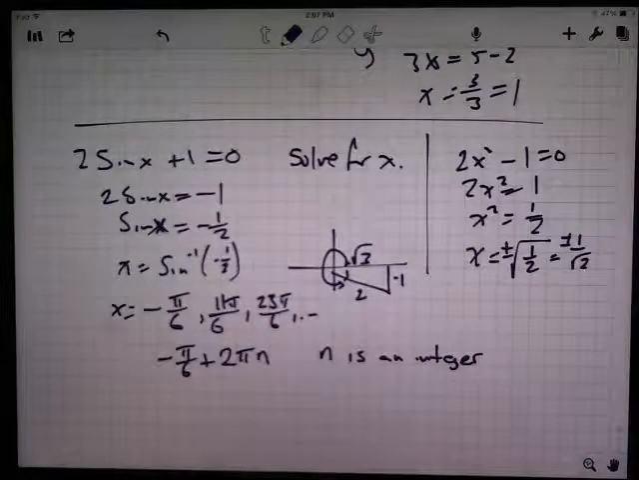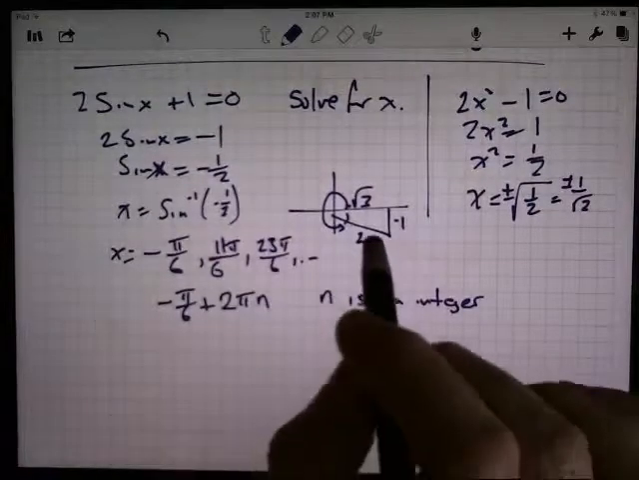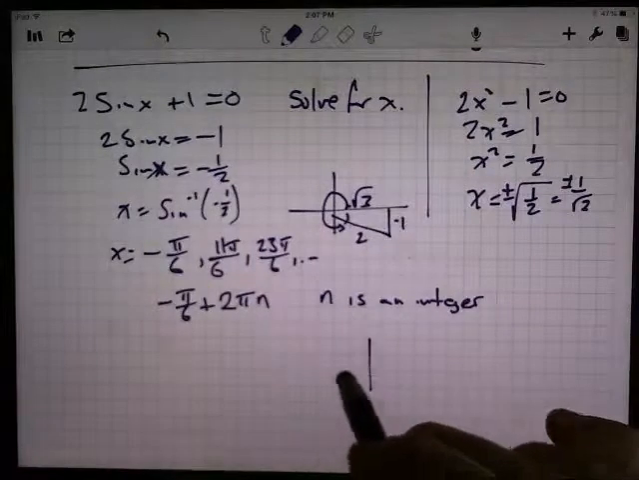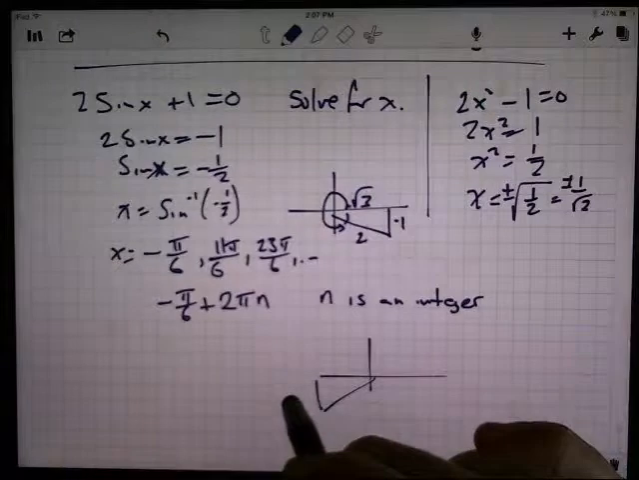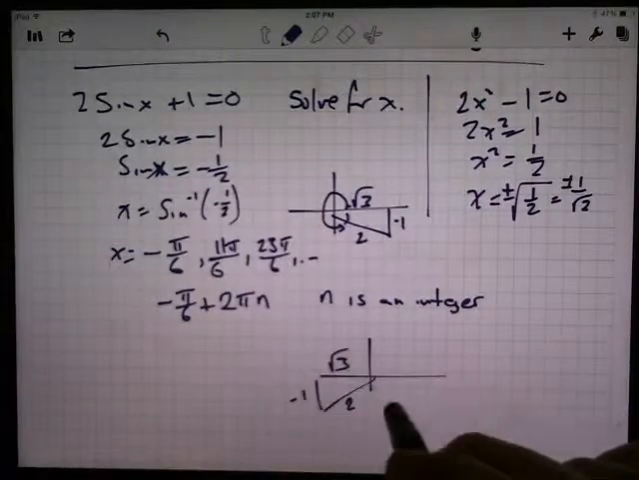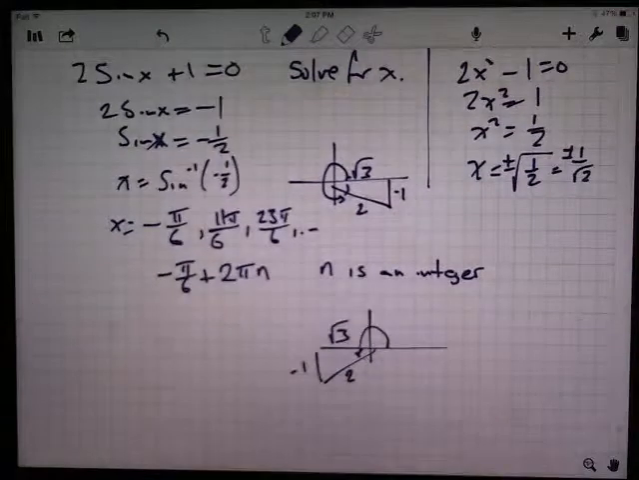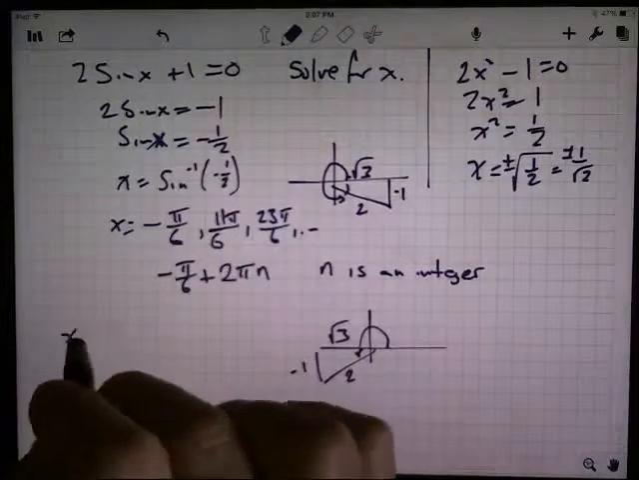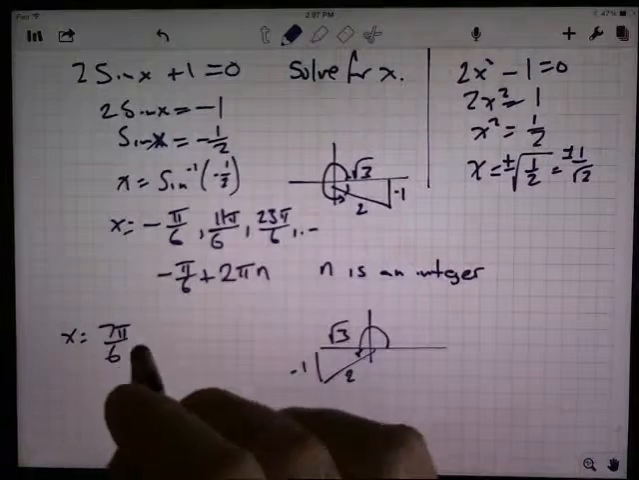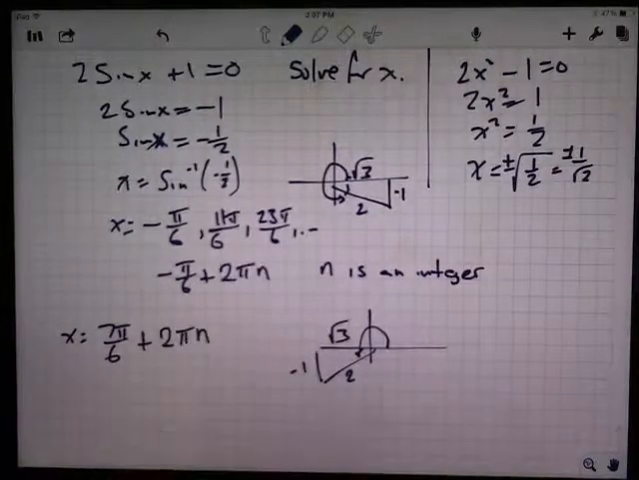There are, however, more answers to this than just those, because that's not the only place where the sine is equal to -1/2. There's also the situation where you might be over here in the third quadrant, -1/2. Right? And so now I'm looking at that angle. Well, that angle is pi/6 more than pi, so this must be 7 pi/6, or anything coterminal with that. So to get all the rest of those, we do this.